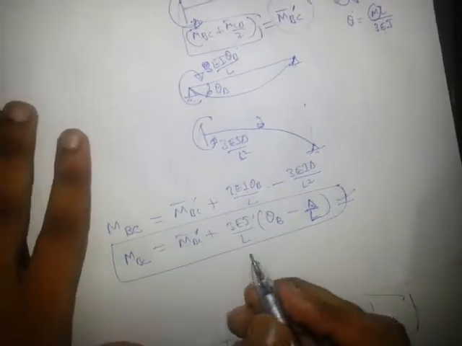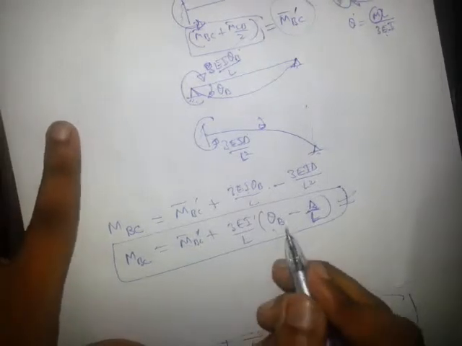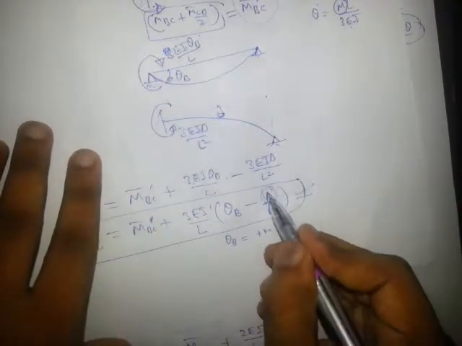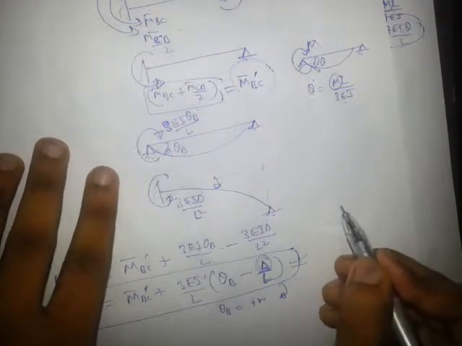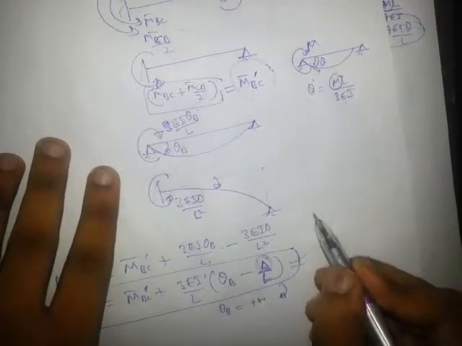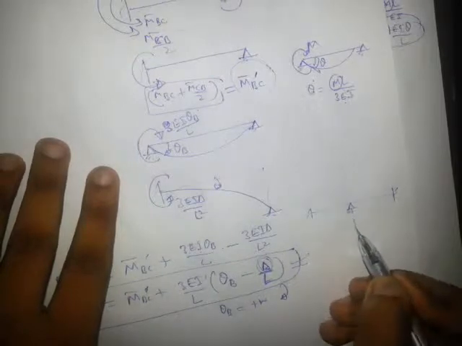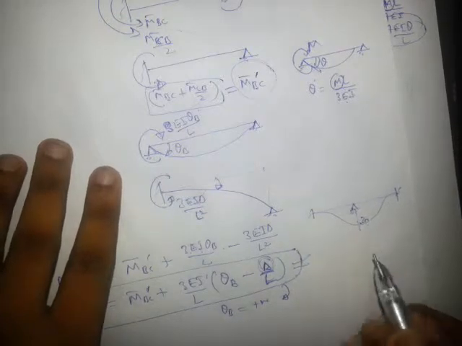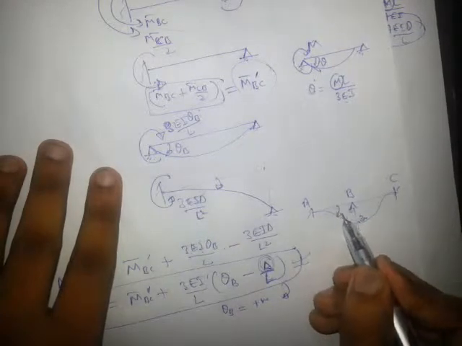What are the sign conventions? Clockwise moment will be taken as positive, anti-clockwise taken as negative. Secondly, if theta B is positive, positive means it is clockwise. Now how will we write the sign of delta? If due to support settlement the beam rotates clockwise, delta will be taken positive. For example, this is the question. Support B settles down by 3 mm. So support B will settle down like this. So from A to B, the beam is rotating clock.